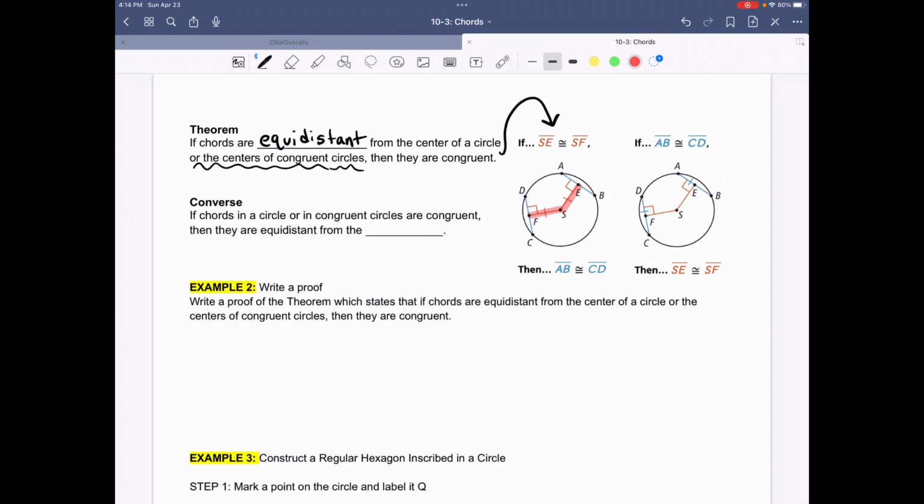The converse says if chords in a circle or in congruent circles are congruent, then they are equidistant from the center, or centers, if there are two. And that is the converse, which is pointing here. So it's saying if the chords are congruent, then the distances from the centers are congruent.